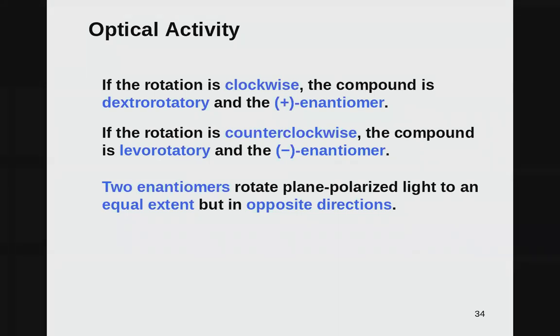Now, if the rotation is clockwise, the compound is what we call dextrorotatory. I got that one right. And it's the plus enantiomer. If the rotation is counterclockwise, the compound is levorotatory. I got that one right too, which is the minus enantiomer. And the two enantiomers rotate plane polarized light to an equal extent, but in opposite directions.